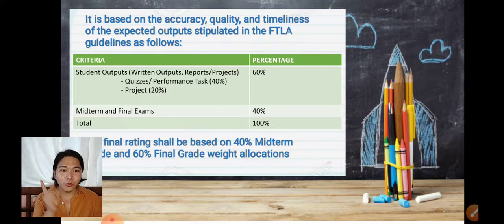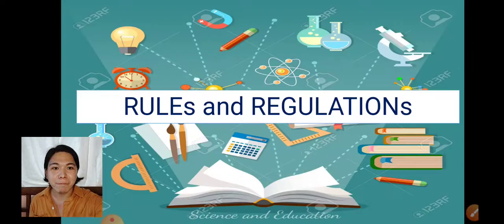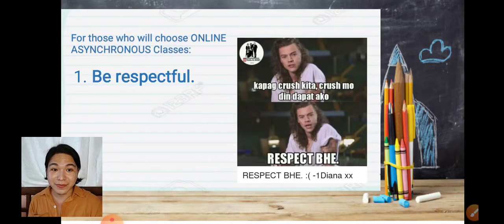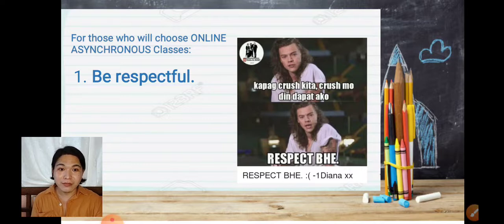So that will be our grading system in this semester. Now let's proceed to the rules and regulations. I really hope that you'll get yourself acquainted with the rules. Why? Because it is really important, most especially right now, that we cannot physically interact with each other. So first and foremost, you need to be what?